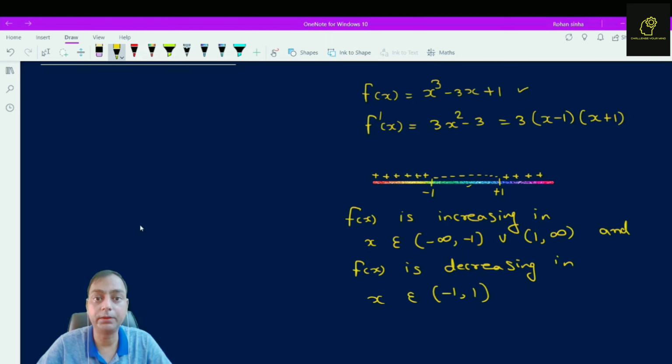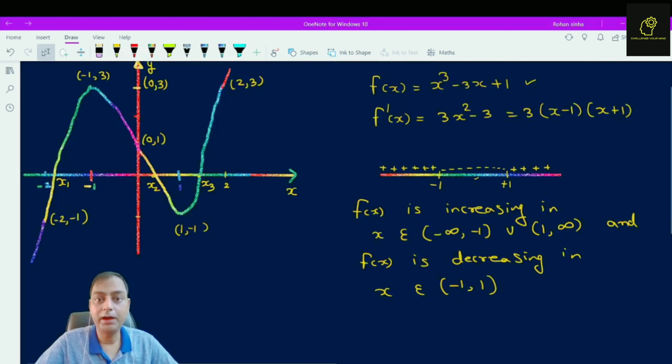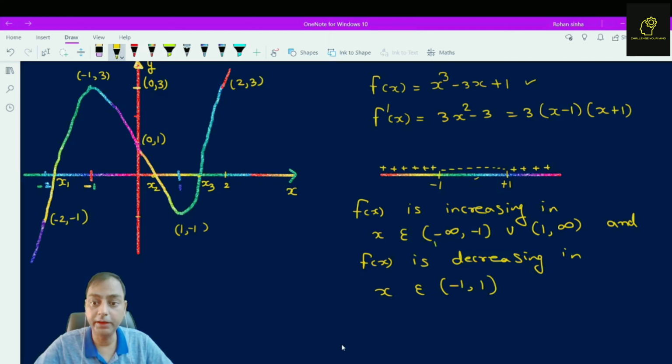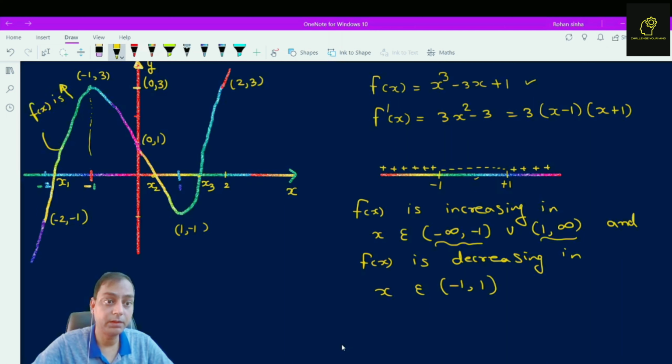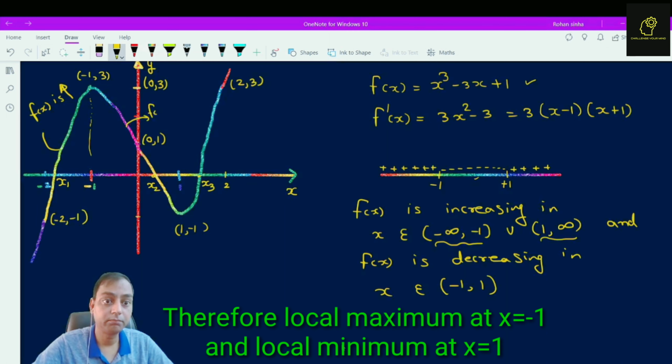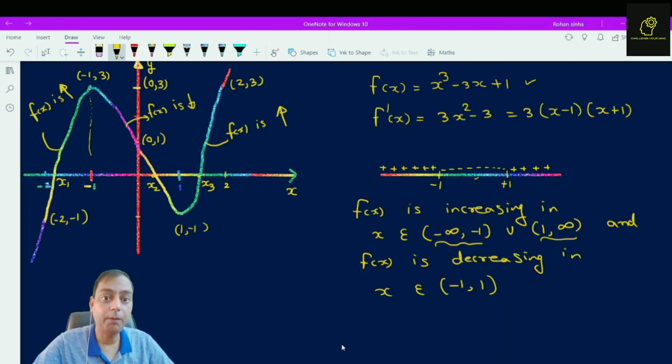Now plotting f(x) on the xy plane, what do we find? We find that f(x) is increasing in minus infinity to minus 1 and 1 to infinity. So from this diagram it is clear that f(x) is increasing, then decreasing, and again increasing. Downward arrow means decreasing and upward arrow indicates increasing.